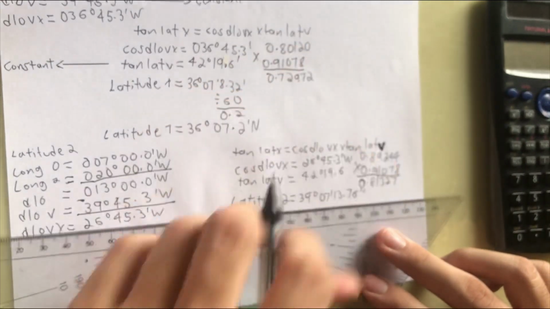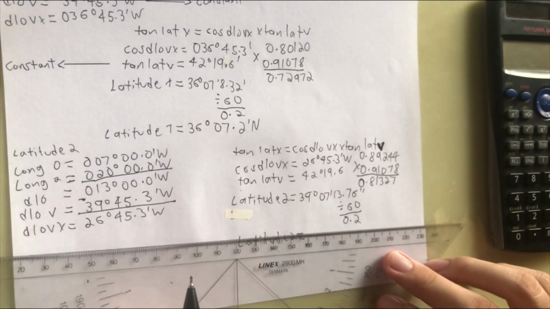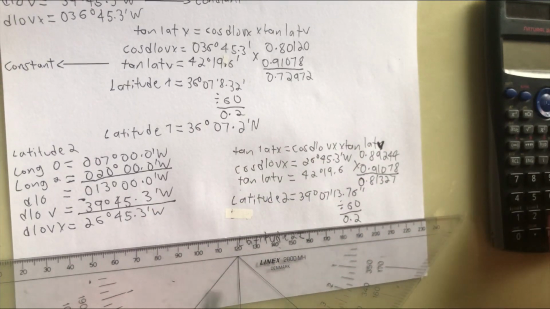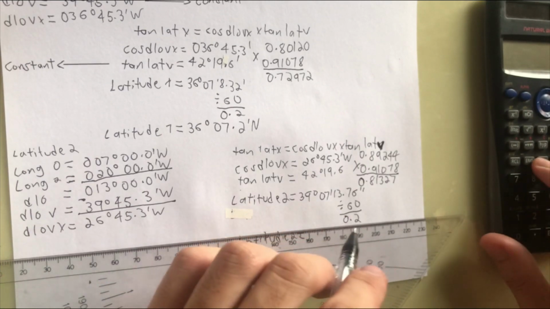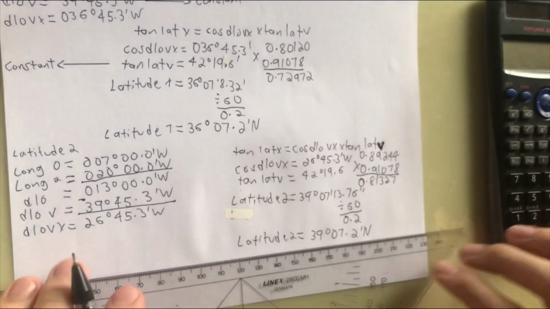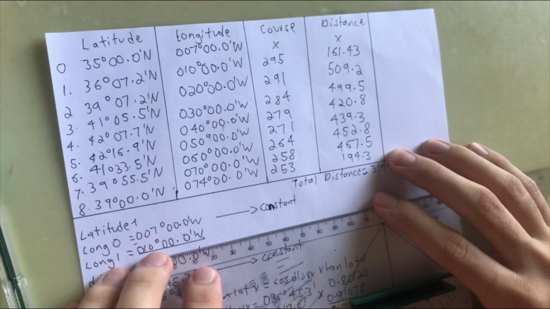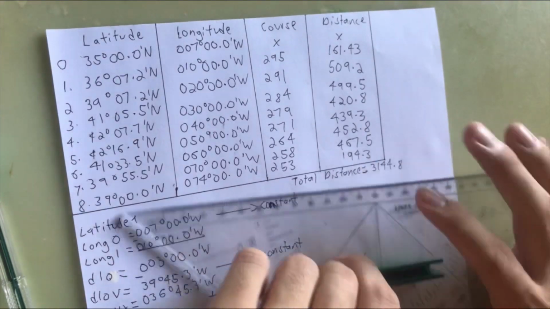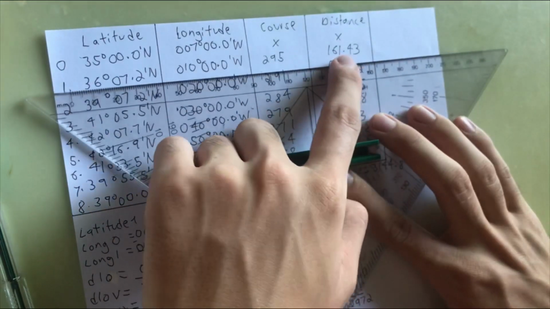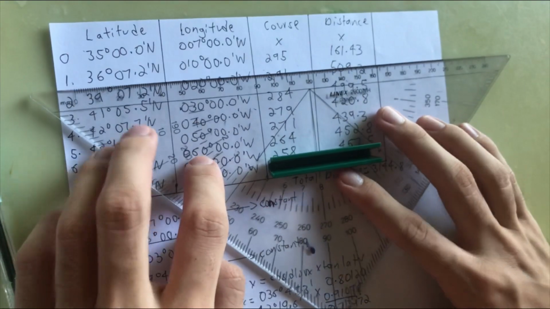Then we will compute in the calculator. We will press shift tan answer, and it equals our latitude 2, which is 39 degrees 7 and 13.76 minutes. Then we will divide 13.76 by 60, and the answer is 0.2. And then our latitude 2 is 39 degrees 7.2 minutes north. So we have successfully computed latitude 1 and latitude 2, and you need to fill it in until the arrival position. And now I will teach you how to solve the course 295 and the distance 161.43.